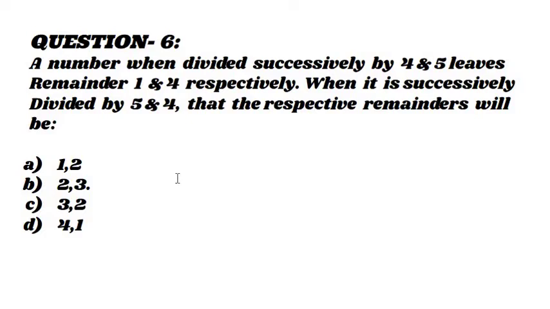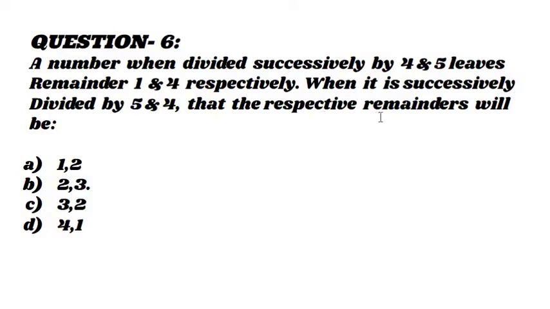Now let's start the solution. Let's see the question first. Once again, a number when divided successively by 4 and 5 leaves remainders 1 and 4. Now what does that mean? Suppose there is a number n. It is first divided by 4, which results in some quotient, and then that quotient is divided by 5. Then the respective remainders are 1 and 4.